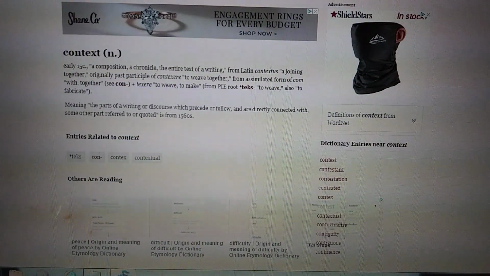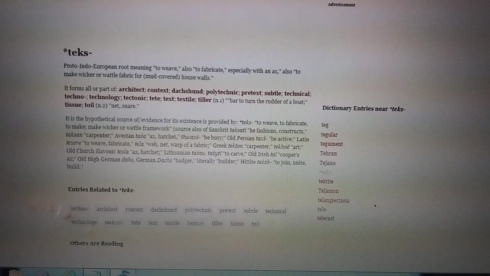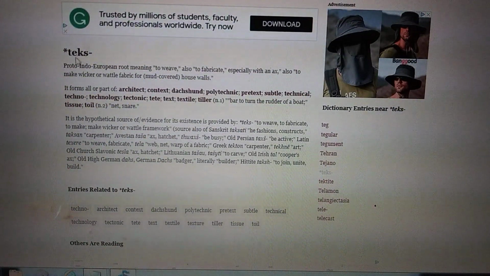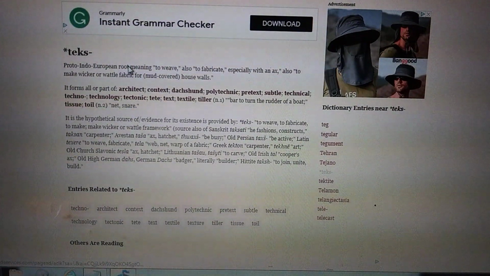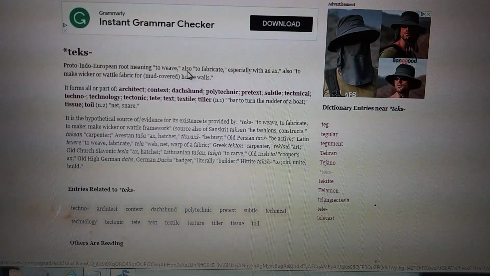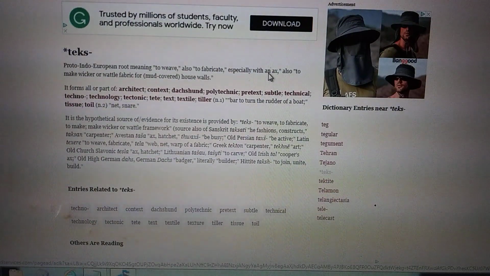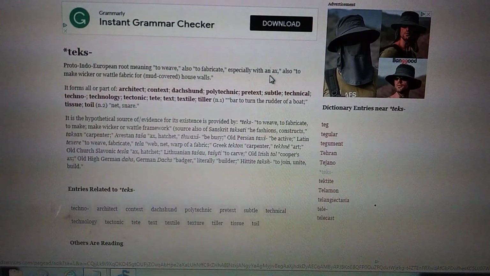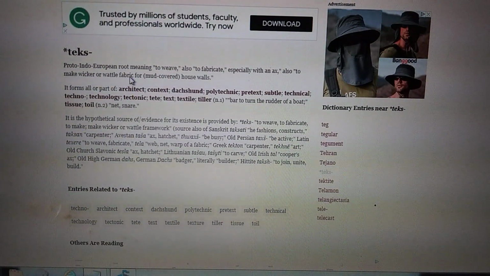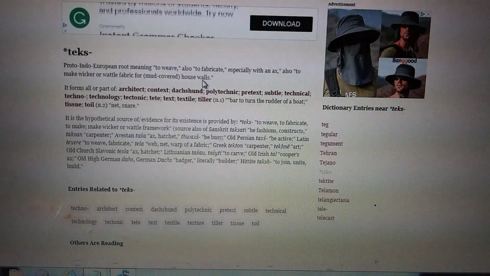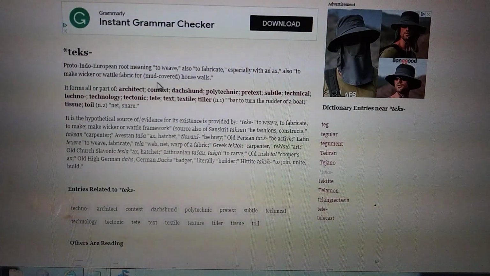So let's dig on it from the PIE. Let's get right to it. PIE, meaning to weave, also to fabricate, especially with an axe. That's important, and we're gonna see why. Also, to make wicker or wattle fabric for mud-covered house walls. Okay, and there's a lot to unpack just in that statement. It forms all over part of what?